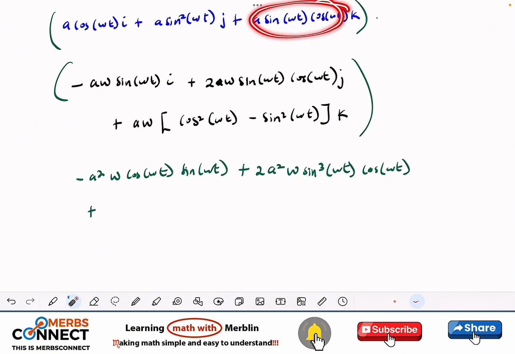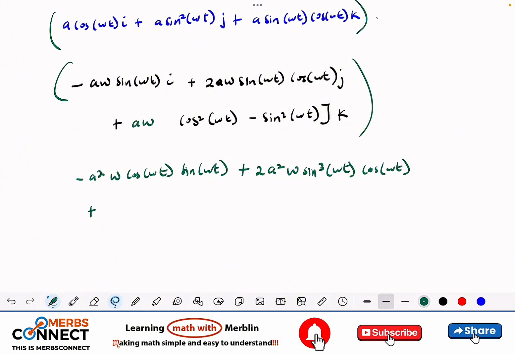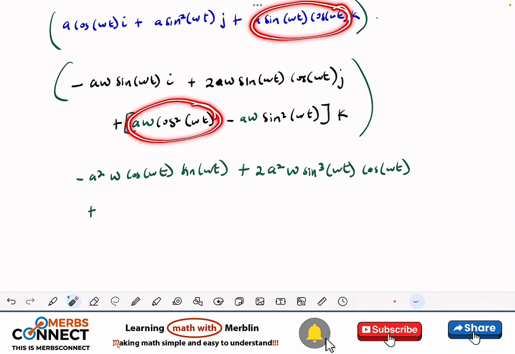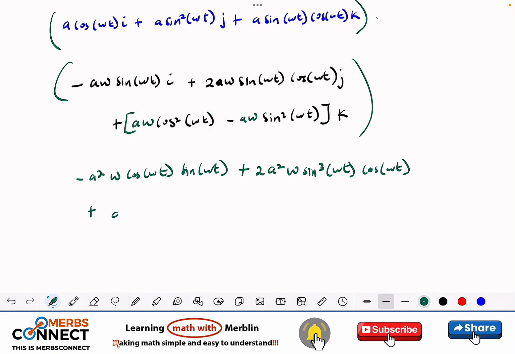Now multiply this by that. Let me try to expand this. When I'm trying to expand this, this term here will multiply this, and this term here will also multiply this. So this is basically something like this. A omega going with this, and A omega also going with this. Good. So let's multiply. This times this is going to give us plus a squared omega.